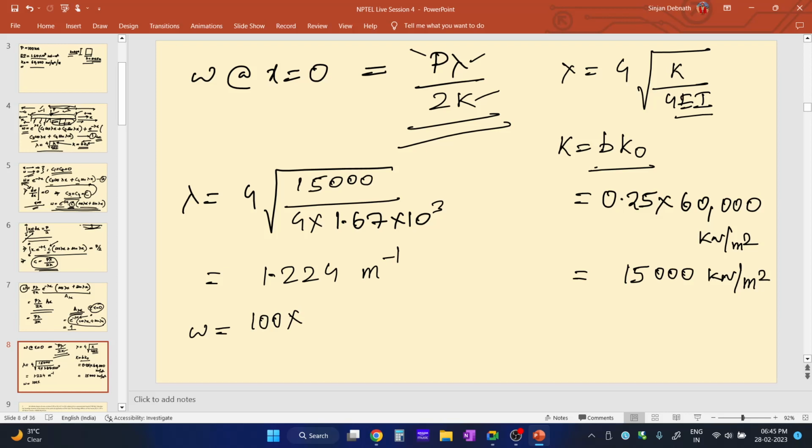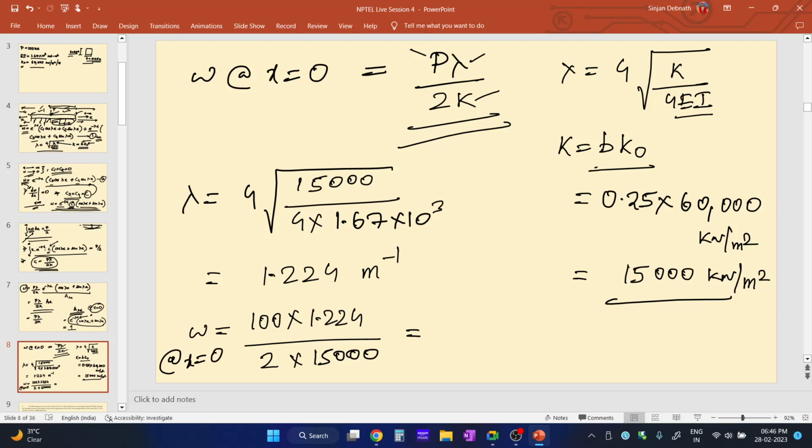P lambda, what is lambda? 1.224, so 100 into 1.224 by 2k. 2, and what is the value of k? The value of k is this 15,000. So if we solve this, we will get W at x equal to 0. It will be 4.08 millimeter. This is the answer. So this is the value of deflection at x equal to 0, that means at the load application point. So please let me know if you have any doubt in this question, or else I will proceed to the next question.